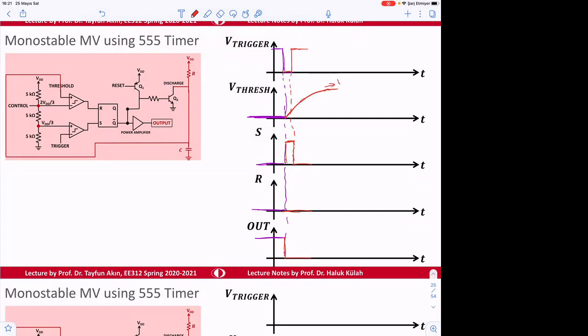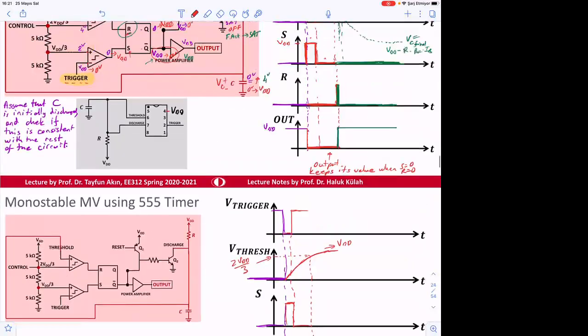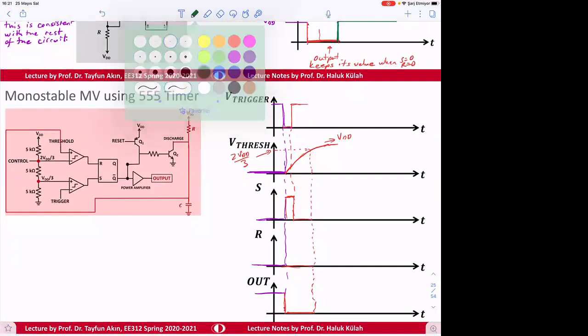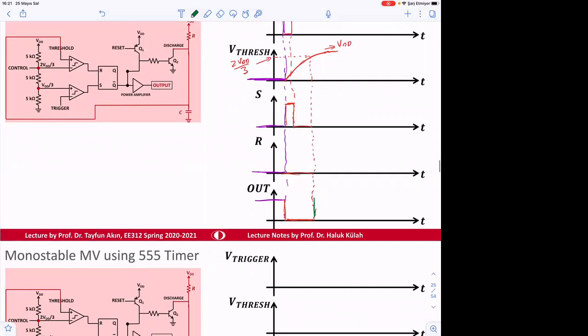So the goal here is to go to VDD, but whenever this reaches 2 VDD divided by 3, that is the critical point. That critical point determines the time period where this will go low and then remain low. And then after that, the output goes back to VDD. So this time period is what we really want to find out, and it is equal to this time period, of course.